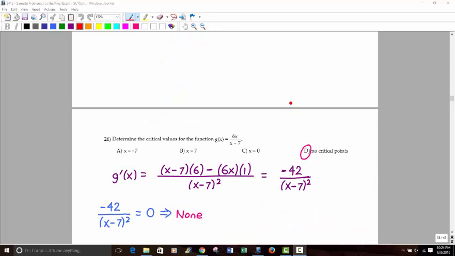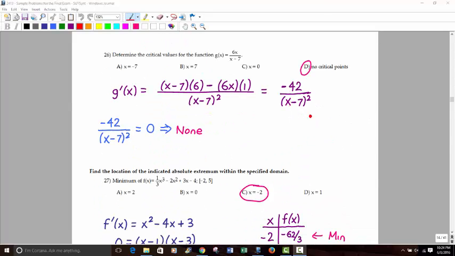All right. Now this one, same thing, critical values. So it's the function 6x over x minus 7. So you do the quotient rule. Bottom times the derivative of the top, which is 6, minus top times the derivative of the bottom, which is 1, over the bottom squared. So you have negative 42 over x minus 7 squared.